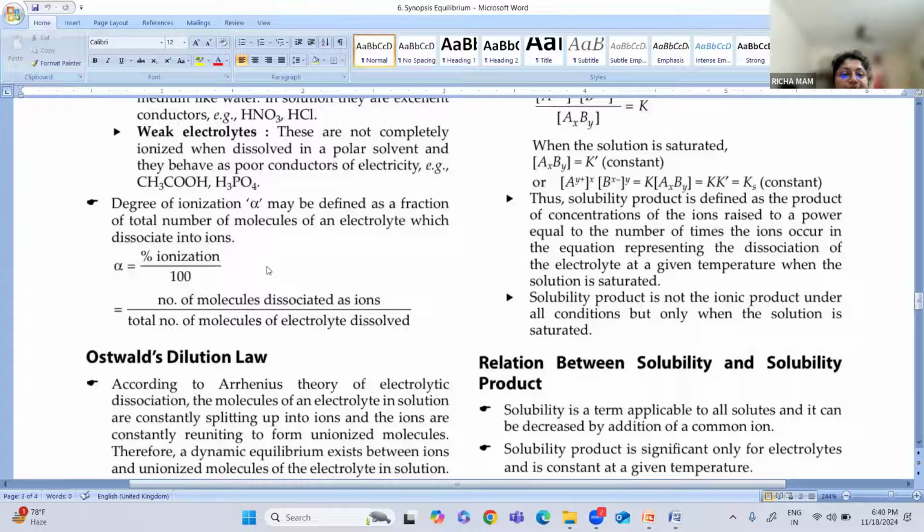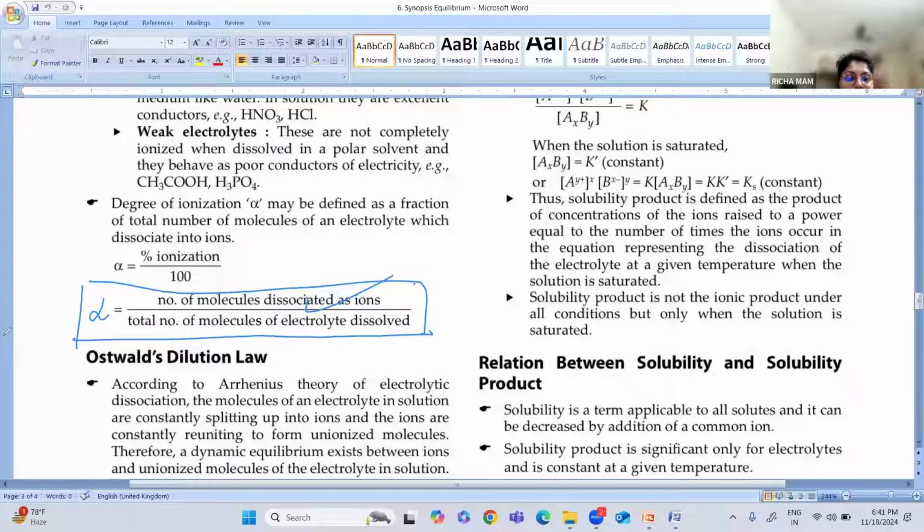So this is about degree of ionization. It is given as the number of molecules dissociated as ions upon the total number of molecules of electrolyte dissolved. So alpha, remember this, very important. How do we give alpha? Alpha is the number of molecules dissociated as ions upon the total number of molecules of electrolyte dissolved. This is the formula which we are using.